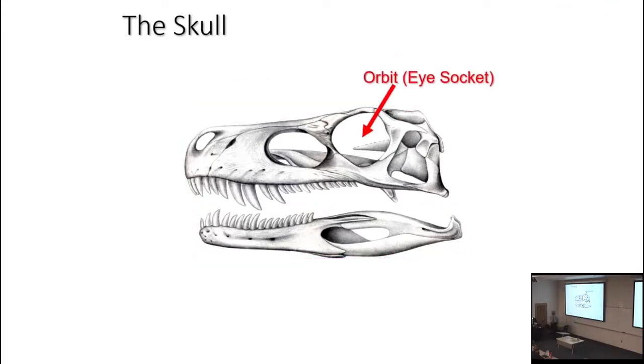Next, let's do some of the major landmarks. The orbit, or eye socket. Typically very conspicuous. You can see where the eyeball fits. It would be surrounded in there by muscles that control the eyeball and so forth.